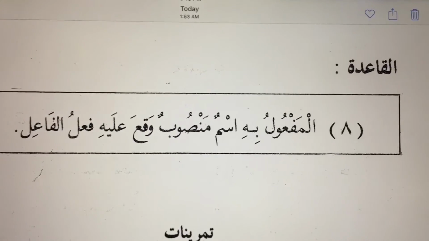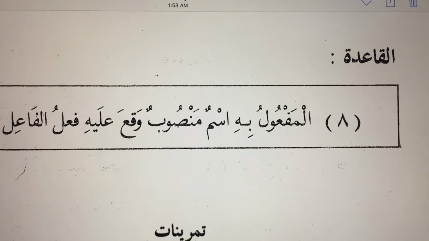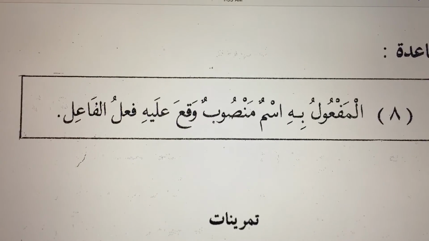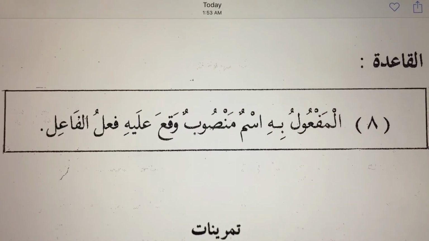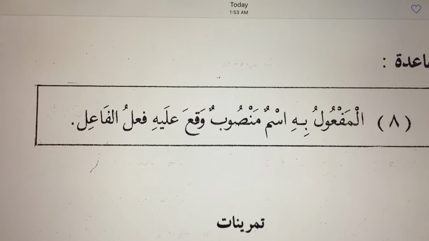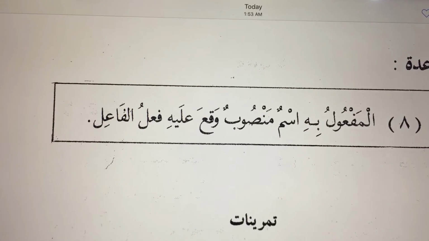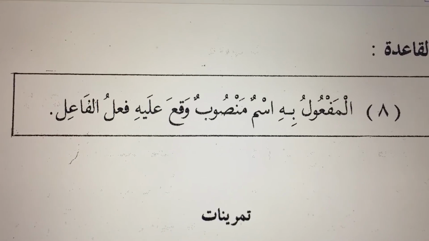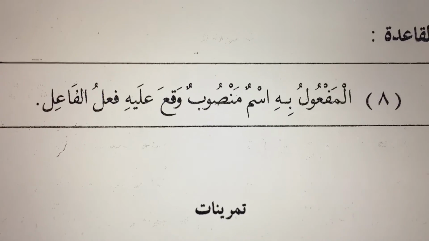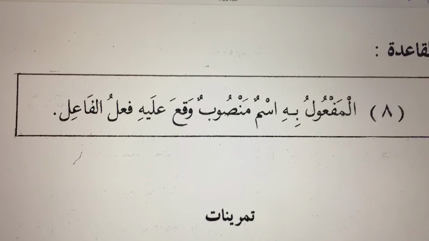This is the rule of the lesson المفعول به, or as we say, القاعدة. القاعدة is the rule of it. It says: المفعول به اسم منصوب وقع عليه فعل الفاعل. And we need to remember that المفعول به usually comes in the nasb, mansub. Of course you will learn about marfu, mansub and majroor when we talk about the grammar. But for now we need you to understand that المفعول به هو اسم منصوب وقع عليه الفعل, that the act of the فاعل goes to it or happens to it.